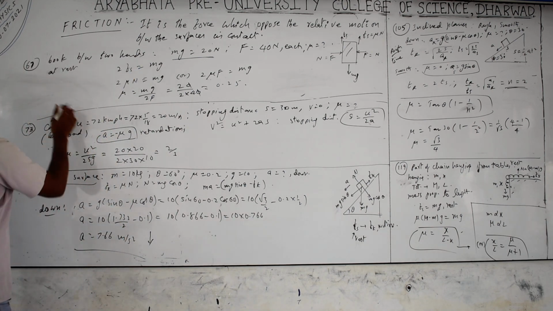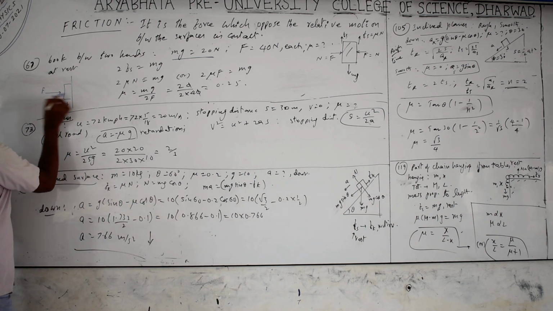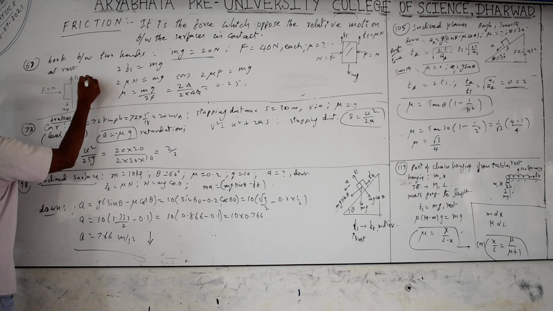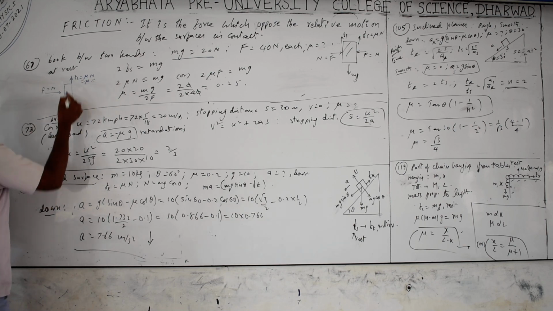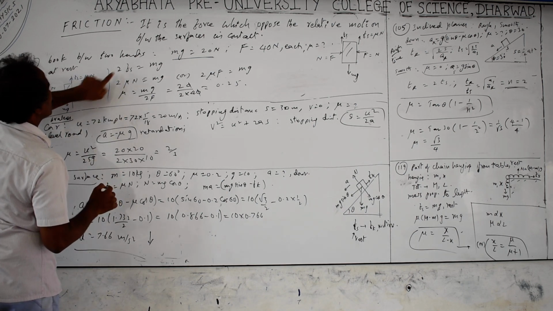Next, a similar problem they may ask on the wall. A book is pushed towards the wall, they may mention. The weight is acting downwards, trying to slide it downwards, and the force applied is perpendicular to the surface. This itself is the normal reaction. Since it is trying to slide downwards, the friction acts upwards, F equal to mu into normal reaction, that is mu into F. At equilibrium, upward force equals downward force, so mu F equals mg. Previously the extra factor 2 came, here 2 does not come.